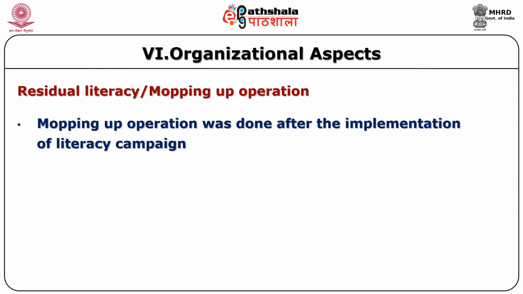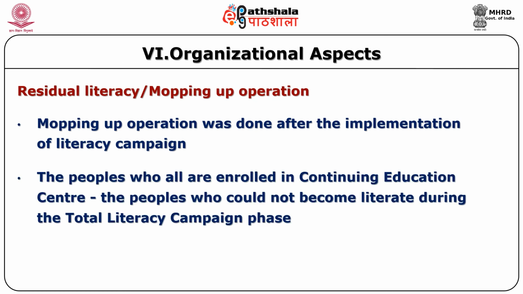Now, once the total literacy campaign happens, still you find that there are some learners who have not become literate. So in this residual literacy or mopping up operation, these learners were to be catered to. In mopping up operation, it was supposed that it should be done immediately after the implementation of total literacy campaign. The people who are enrolled in continuing education centers were the beneficiaries of this mopping up operation, and the people who could not become literate during the total literacy campaign phase were also covered in this residual literacy or mopping up operation. Denzel Santana has written a lot on this particular phase of literacy campaign.